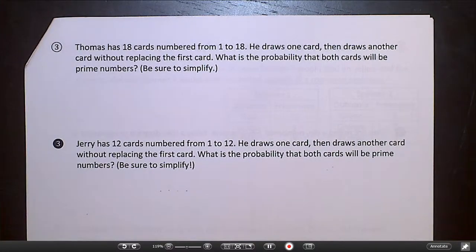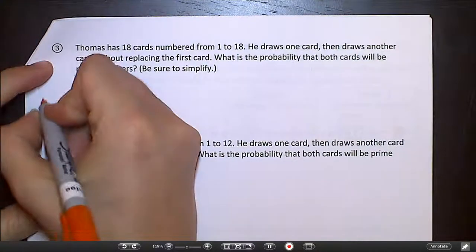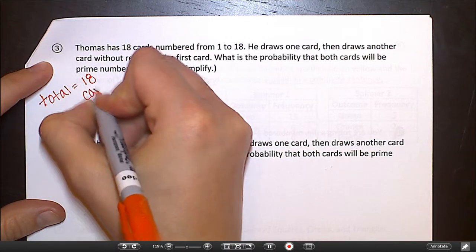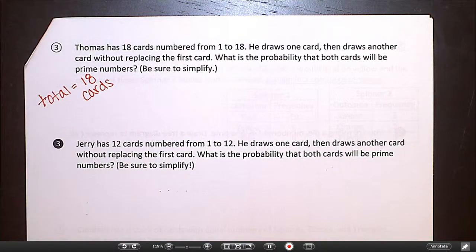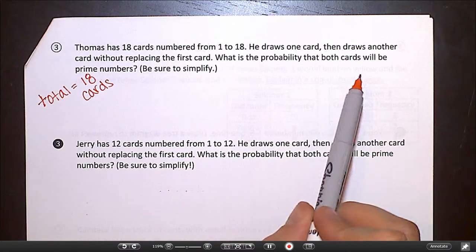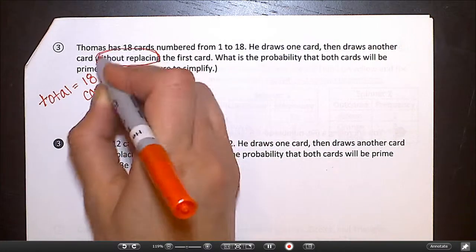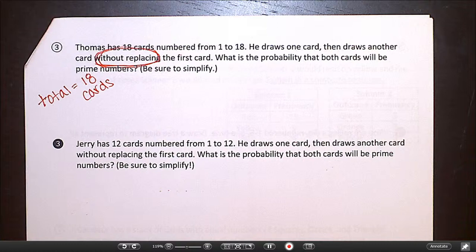So, I see that I have 18 cards. This is my total. I want to write down as much stuff as I can to help me out. So my total is 18 cards. It says he draws one card and then draws another card without replacing it. So that means that this is going to be just like our compound probability video where we were pulling out jelly beans and we wanted to get a green jelly bean twice in a row, but then it went down from 10 jelly beans in the bag to only 9 since it was not put back.